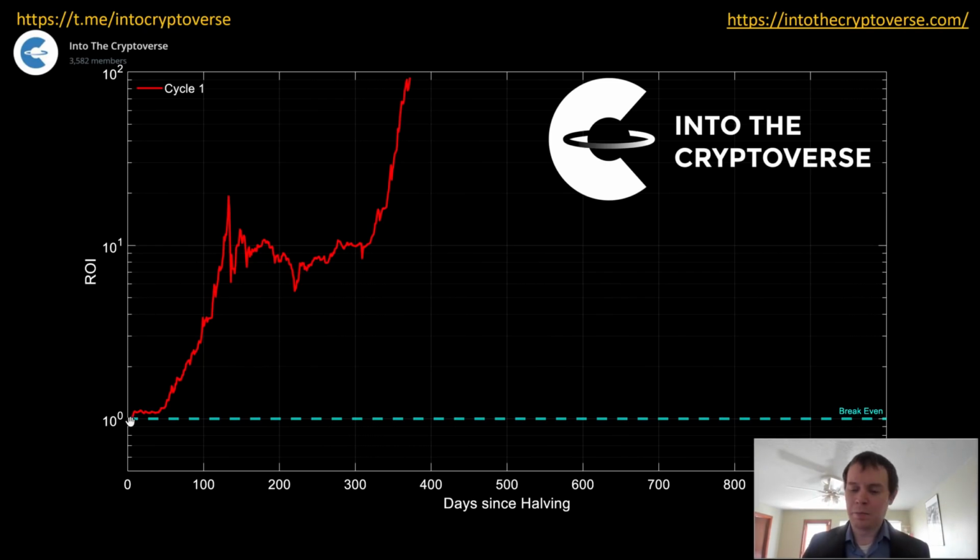What you can see is based on the halving, not the market cycle bottom. If you measure it from the market cycle bottom, the ROI would be different. But the point of this chart is to say, what if you purchase Bitcoin on the date of the halving? Because naturally, a lot of people do purchase their very first Bitcoin on that day.